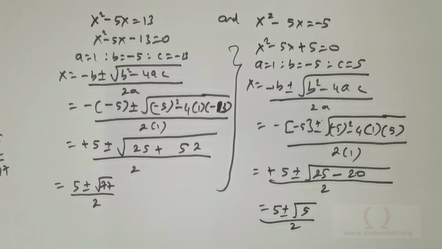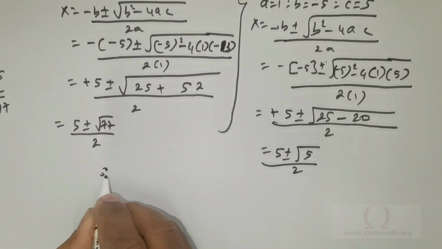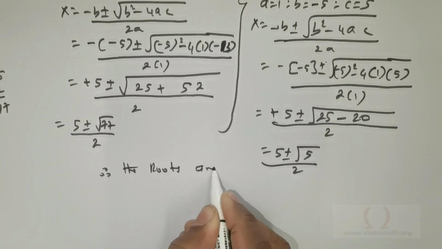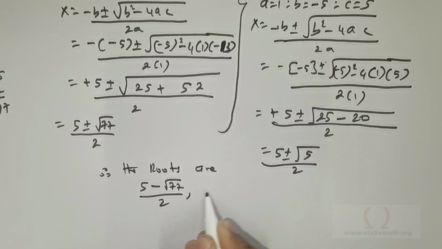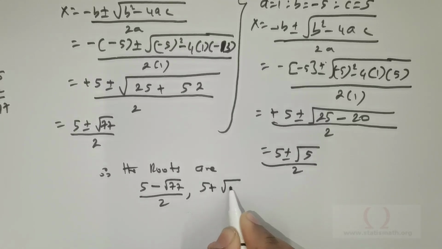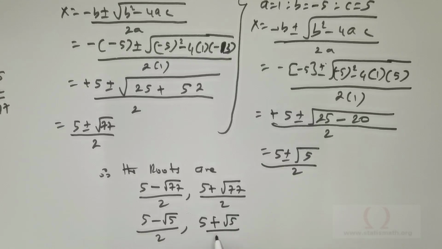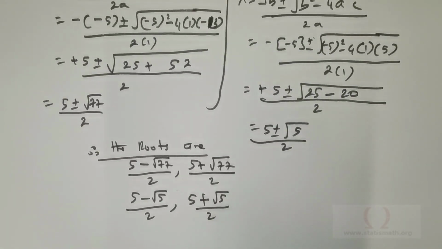So I've got 4 values, in fact 4 roots. Therefore the roots are (5 - root 77)/2, (5 + root 77)/2, (5 - root 5)/2, and (5 + root 5)/2. So this is a beautiful question. You have to know that.